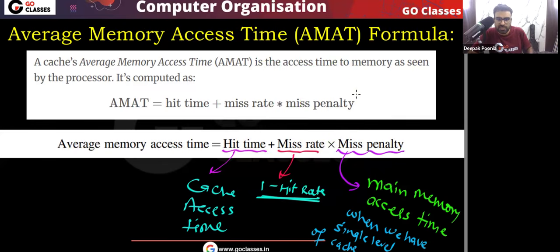Miss penalty means the additional time required for access when the data is not available in the cache memory. And when there is a single level of cache memory, this miss penalty is the same as main memory access time, because if the data is not available in the cache memory, then after the cache miss detection, we need to access the main memory. That is the reason this miss penalty is equal to main memory access time if you have a single level of cache memory.